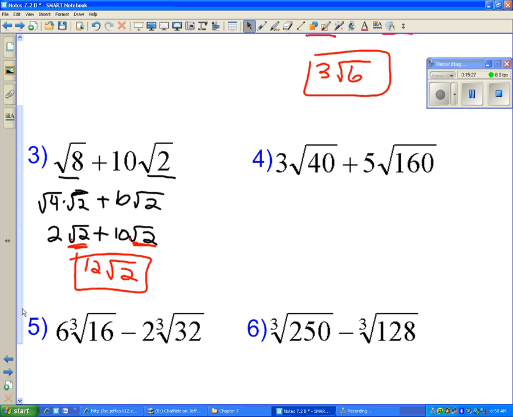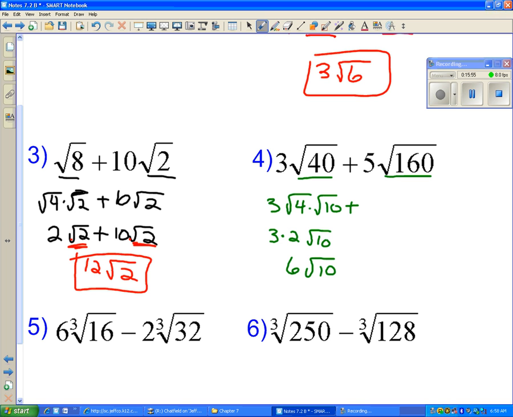Number 4, can I reduce this? Well, let's see. I have the square root of 40 and square root of 160. Those obviously are not the same square root. So what perfect square goes into 40? Well, that's square root 4 times square root 10. I have this 3 in front. Square root of 4 is 2. So 3 times 2, square root 10. So this is 6 square root 10.